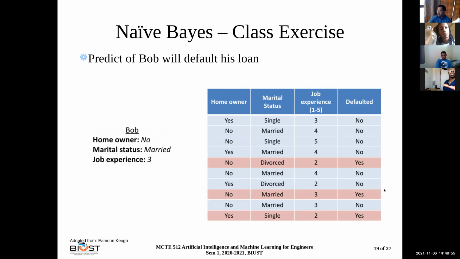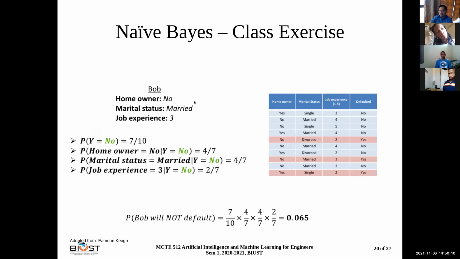Okay, so based on that information, we're going to judge whether a new data point, a new person not included in this data, given this information: not a homeowner, married, and has 3 years of experience, will he default on the loan or not? Based on the data, here you have: will default on the loan, yes or no. It will not default on the loan.